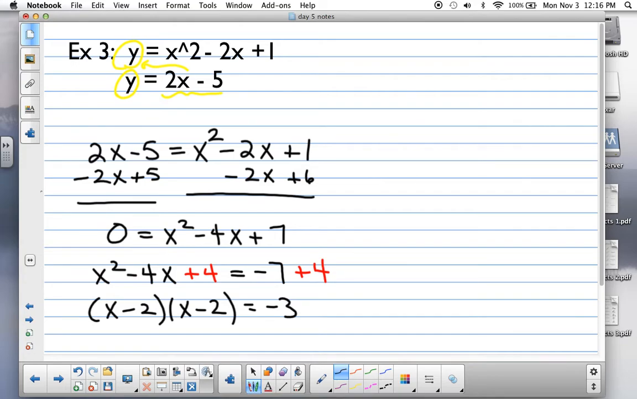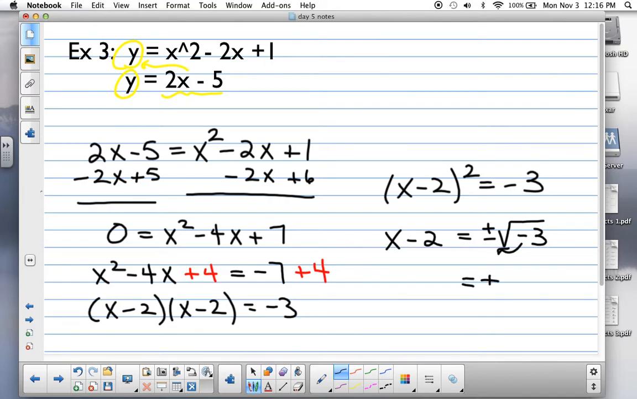Now I'm going to just switch over here to the top. I get x minus 2 quantity squared equals negative 3. And now we're going to square root both sides. The only thing I'll be able to do with this is bring out an i. So now I'm at plus minus i radical 3. Over here, x minus 2. I will move the 2 over with addition.